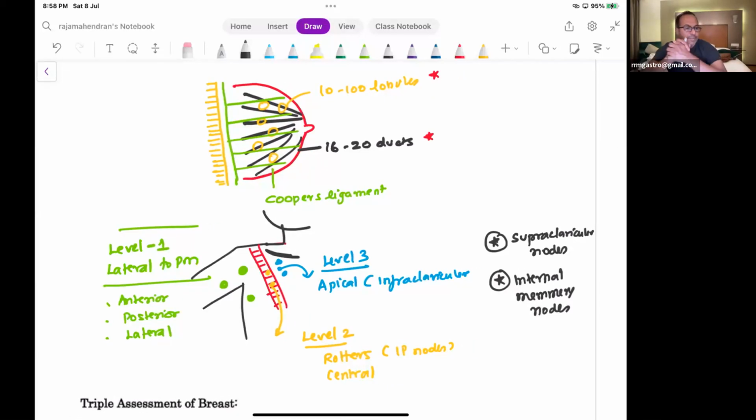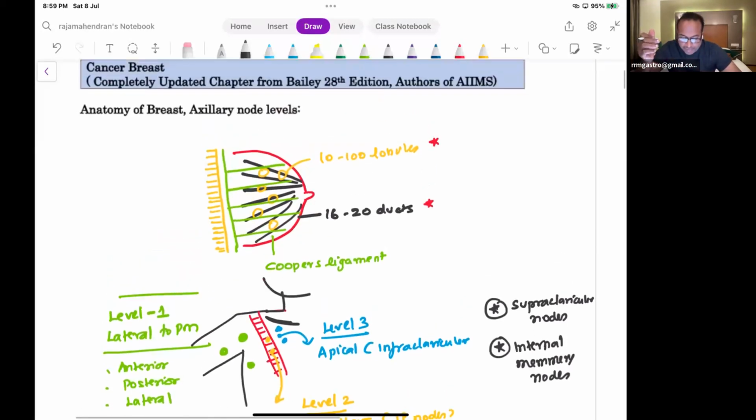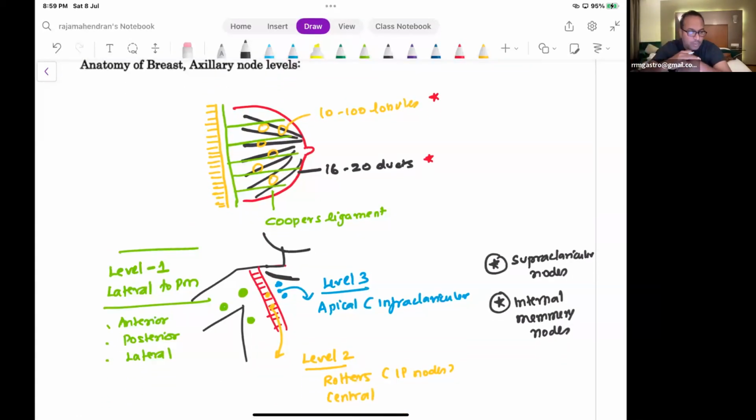I'm starting with anatomy since many students are joining now. I'm just starting with the anatomy of the breast and axillary nodes, which you will already be knowing. We are going to discuss in detail about cancer breast.